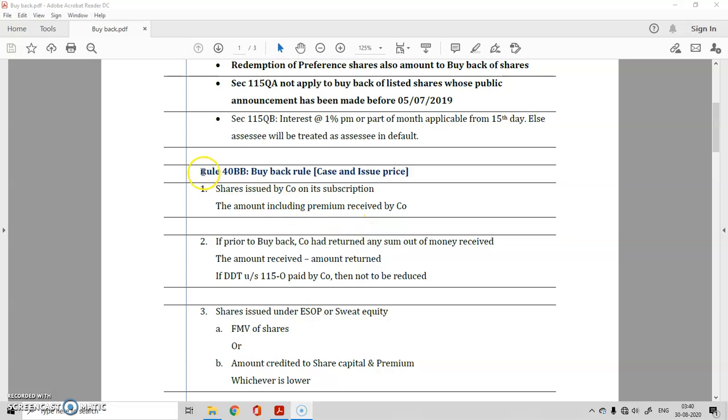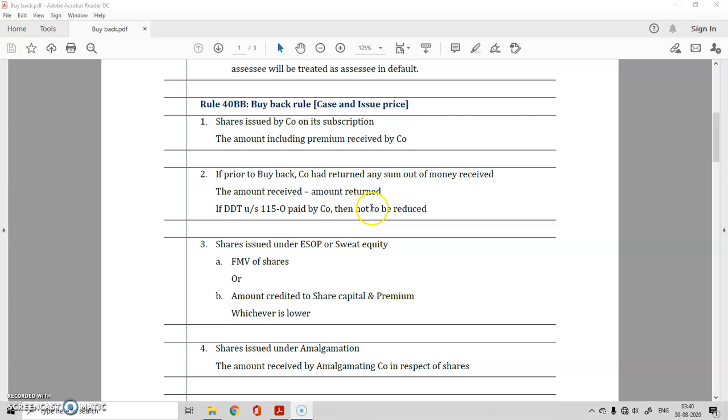Now, next, Rule 40BB, it is the buyback rule. Now, the case and the issue price is given. If in the case of shares issued by the company on its subscription, then the issue price would be the amount including premium received by the company. In the second case, if prior to buyback the company had returned any sum out of money received, then the issue price would be amount received minus amount returned. But if DDT under section 115O is paid by the company, then the amount returned is not to be reduced.